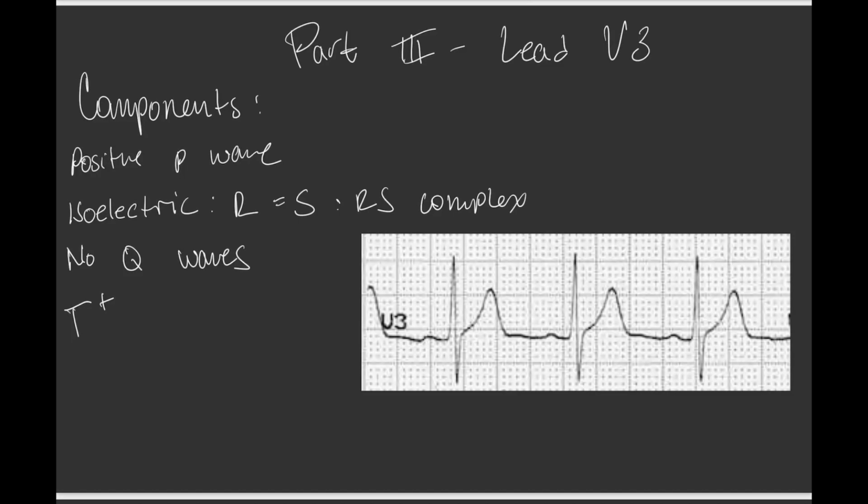So again, here we see we got that P wave. We see that the R wave and the S wave are approaching isoelectricity. So we have an RS complex. And here we see we got a positive T wave.